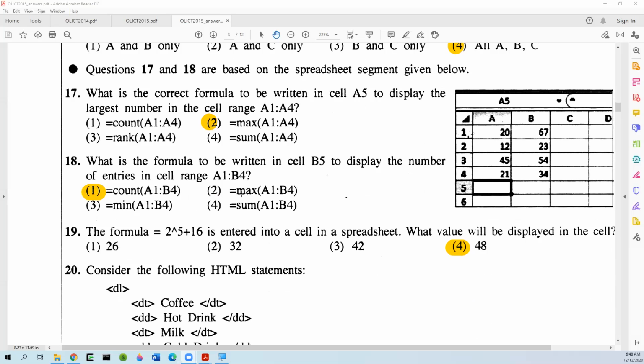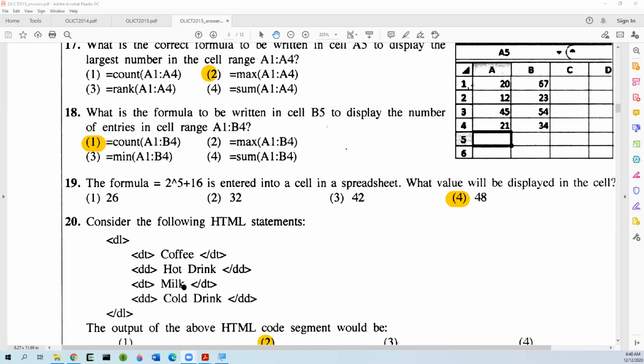Right, then the formula to write in A5 that you already know. So that's max. And when you use count, what is the formula for the number of entries in the array B1 to B4? That we call count. The next one is a formula, 2 to the 5 plus 16. 2 to the 5 means 32, 32 plus 16, that is 48.